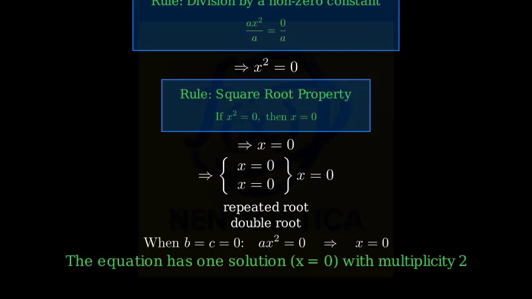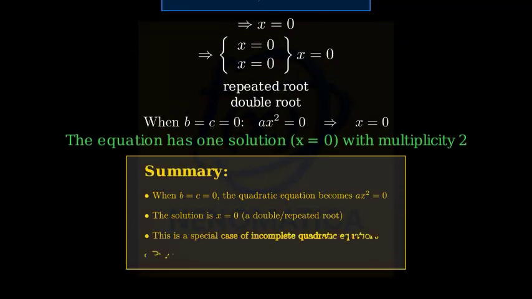Let's summarize what we've learned today. When both b and c are 0 in a quadratic equation, we have ax squared equals 0. The only solution is x equals 0, and it's a double root. This is a special case of incomplete quadratic equations that simplifies our solving process significantly. Remember, this technique applies only when both b and c are exactly 0. Let's start with our first example.